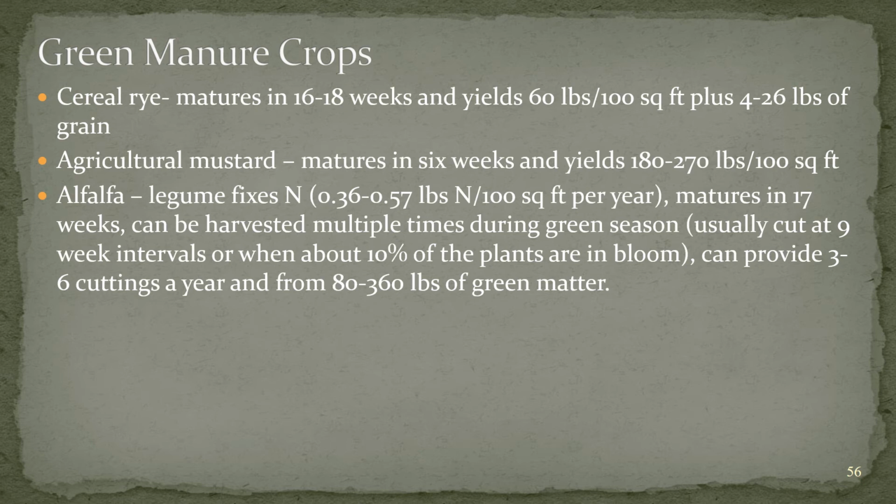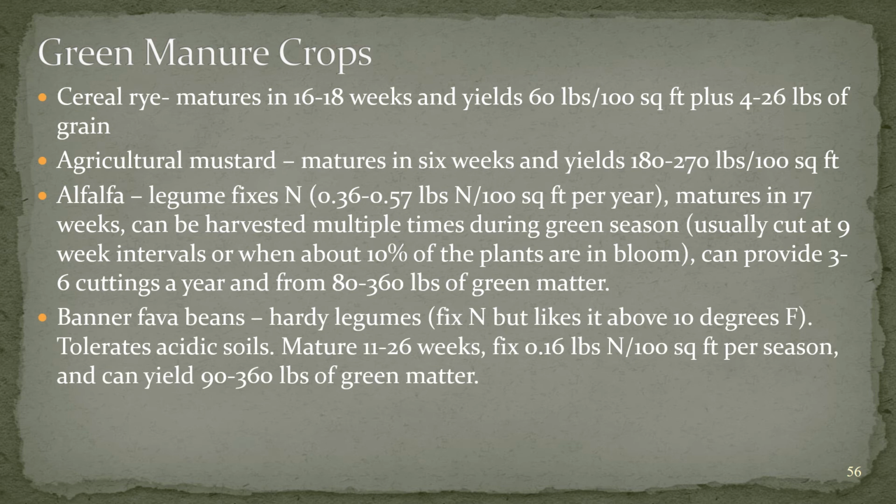Alfalfa is a legume that fixes nitrogen. It matures in 17 weeks and it can be harvested multiple times during a green season for hay and sold. So, again, you can harvest one or two of your cuttings and then leave the third to be incorporated as a green manure crop.